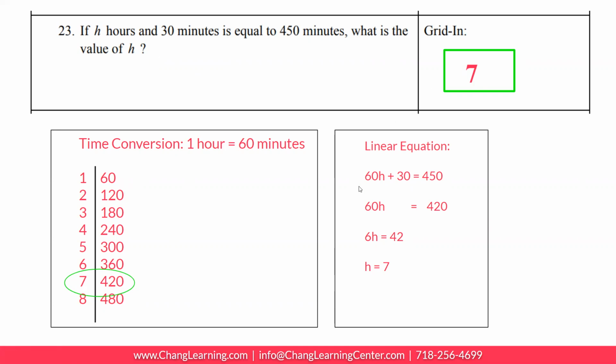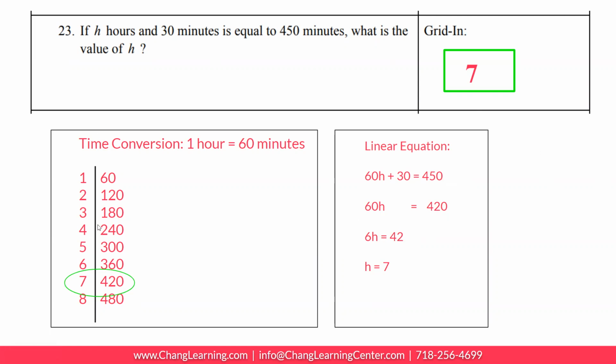Other student says, yes, it's just as easy to set up the linear equation because I'm good at algebra. 60 times the number of hours plus 30 minutes is 450 minutes total because there are 60 minutes in an hour. Subtract 30 from both sides and you get 60H is 420. Divide by 10. It's easier. It's 6H equals 42. Aha, divide by 6 and H is 7. Same correct answer, 7.